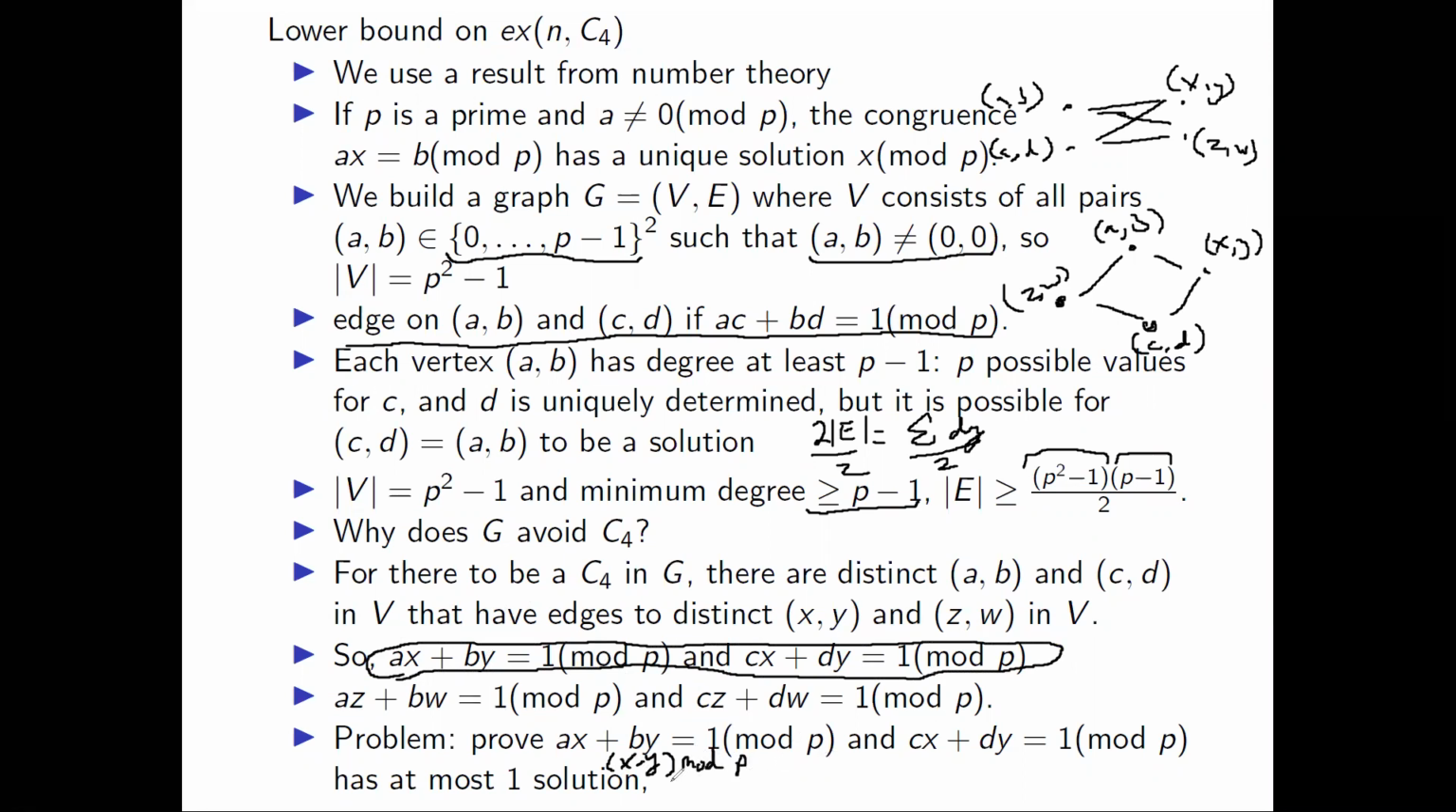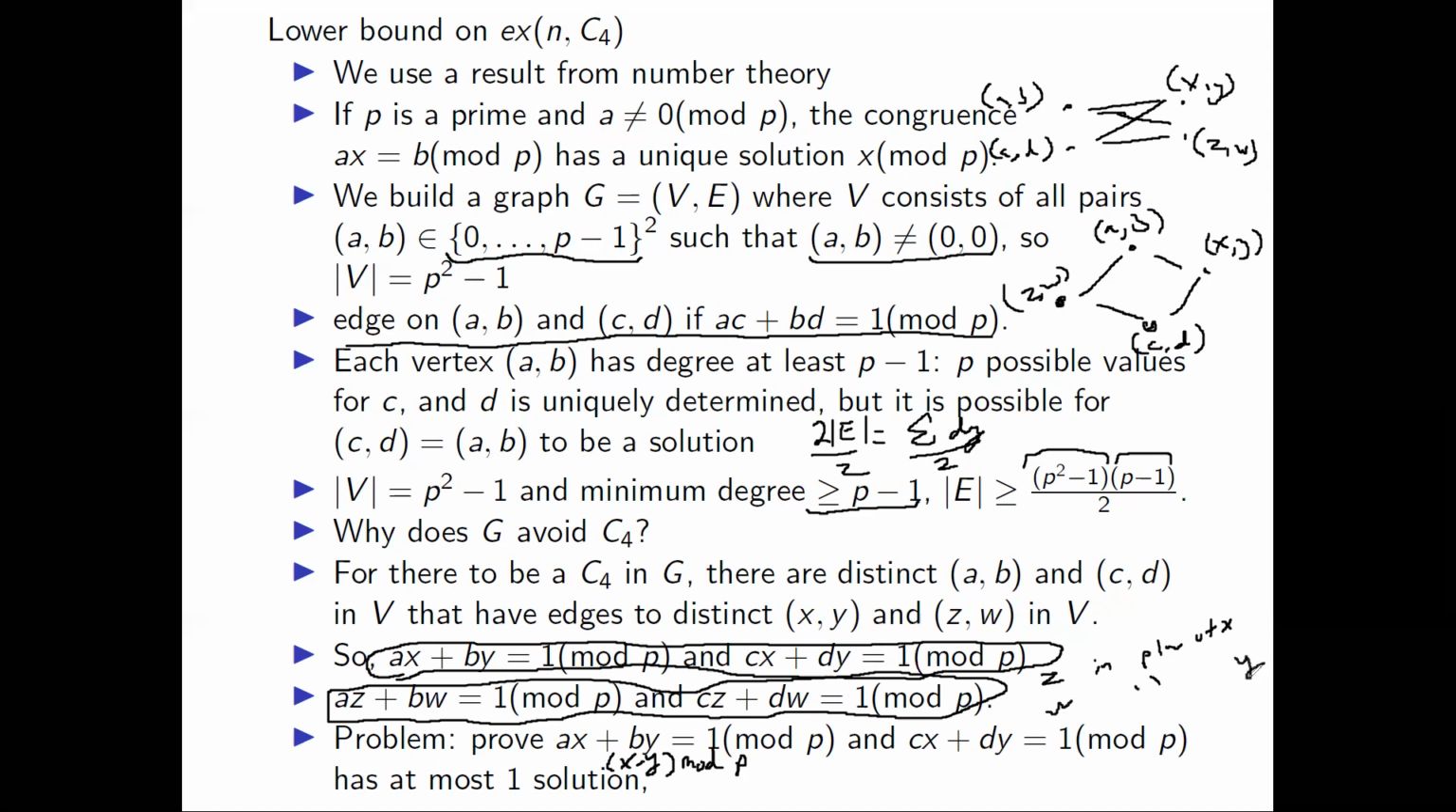Everything here is mod p, so I didn't write the mod p each time, but since these are modular equations, we're talking about solutions mod p. So I'd like you to prove that AX plus BY equals 1 mod p and CX plus DY equals 1 mod p has at most one solution for (X, Y) mod p. And that means if we look at the system of equations in the second to last bullet, it's the exact same system that we see in the third to last bullet, except Z in place of X and W in place of Y. That's the only difference with the previous bullet.